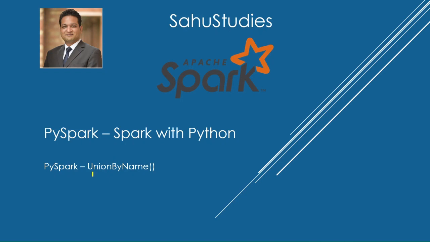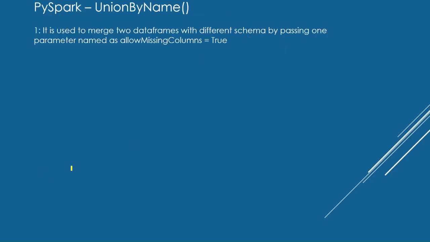In this video, we are going to see how the unionByName function works in PySpark. So why do we generally use the unionByName function? It is used to merge two data frames with different schemas by passing one parameter named allowMissingColumns equal to true.